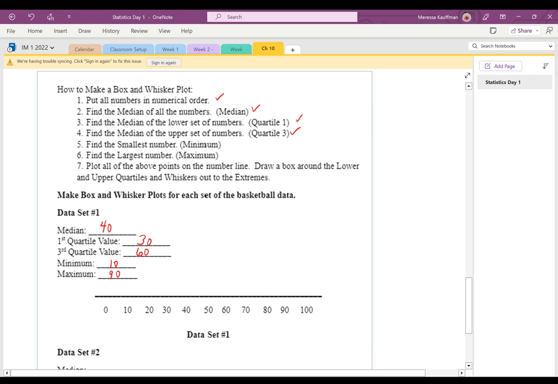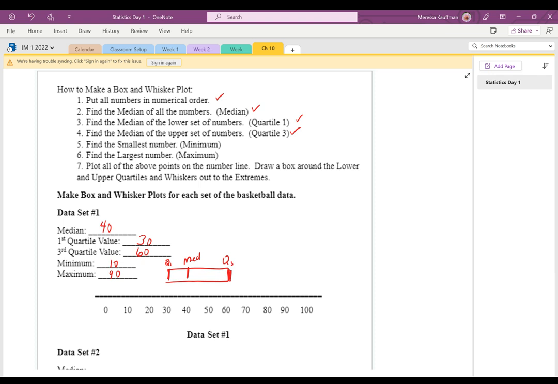Now it says plot all the above on the number line. Draw a box around the lower and the upper quartiles. Okay, here we go. We are going to plot all these numbers here. The median is 40. When we do a box and whisker plot, the median is going to be the divider of our box. Quartile 1 is the first end of our box, and quartile 3 is the last end of our box. So now we have our rectangle. This is Q1, quartile 1. This is the median, and here is quartile 3.